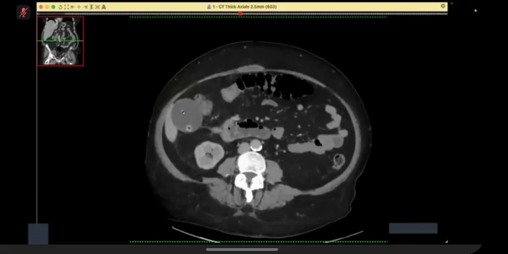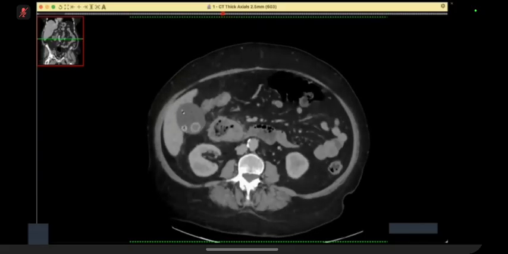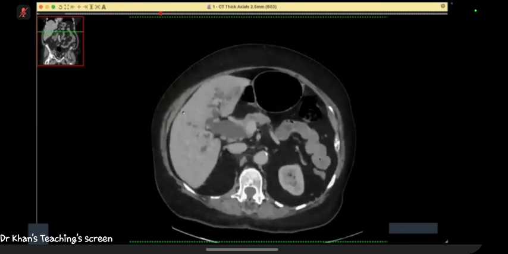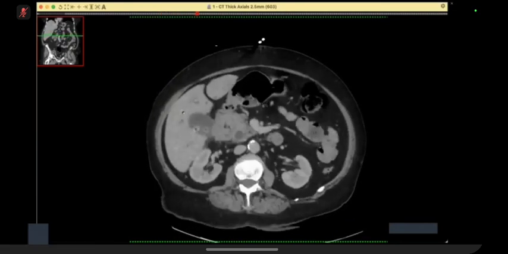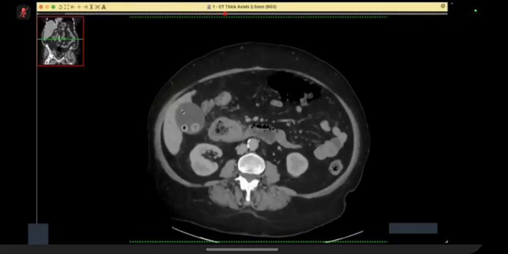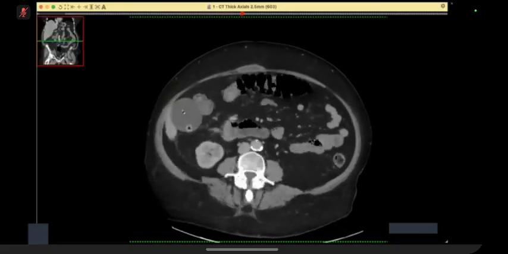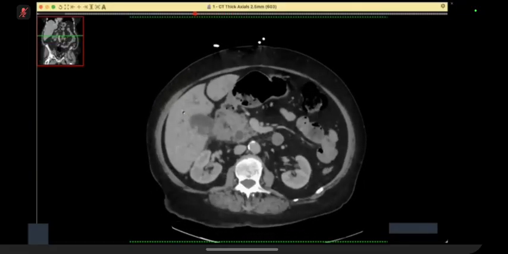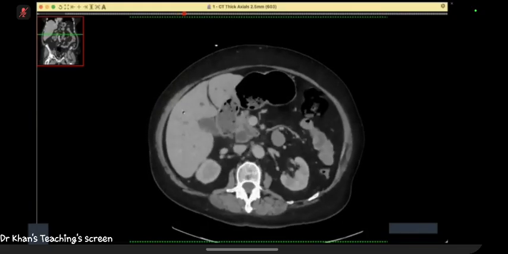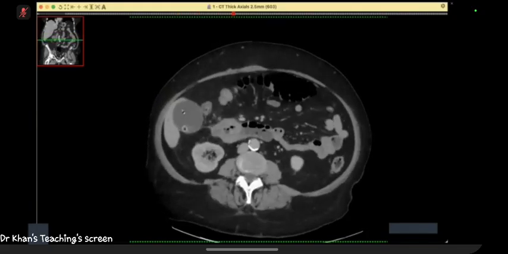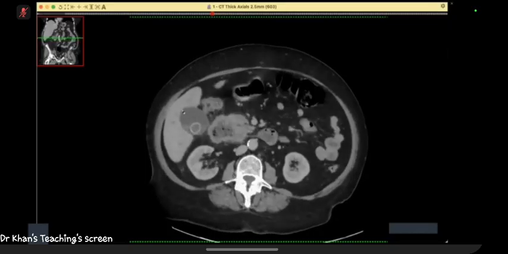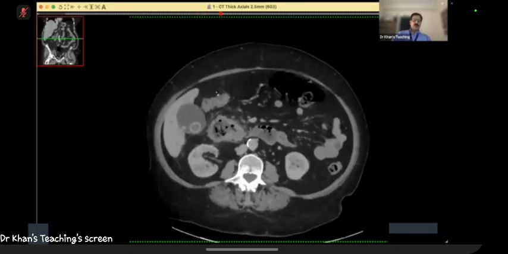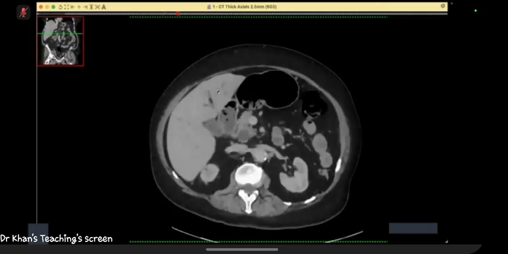I would also like to see the walls of the duodenum also. Yeah, that is also looking thickened. So that would also come under periampullary CA only. So your conclusion is periampullary CA or cholangiocarcinoma.